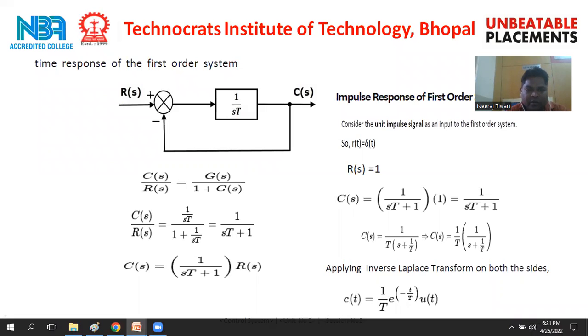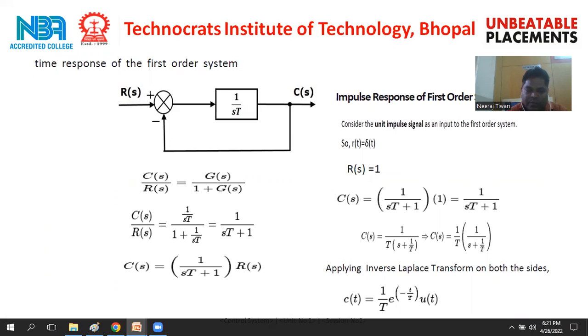So this is the first order closed loop system. For the first order closed loop system, first of all, we will find the output response curve. In the closed loop system, first we will find the overall transfer function. The overall transfer function C(s) upon R(s) is equal to G(s) upon 1 plus G(s) multiplied by H(s). The value of G(s) is the forward path, and G(s) is 1 by Ts. So we put the value of G(s): 1 upon Ts divided by 1 plus G(s), 1 upon Ts, and H(s) is equal to 1 multiplied by 1.